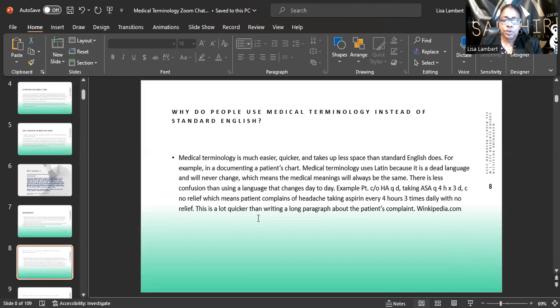Okay. Why do people use medical terminology instead of standard English? Medical terminology is much easier, quicker, and takes up less space than standard English does. For example, in documenting a patient's chart, medical terminology uses Latin because it is a dead language and will never change, which means the medical meanings will always be the same. And that's why the online book and some of the medical terminology books, I have a hard copy down here too, are the same. The medical terminology lesson has the same words.